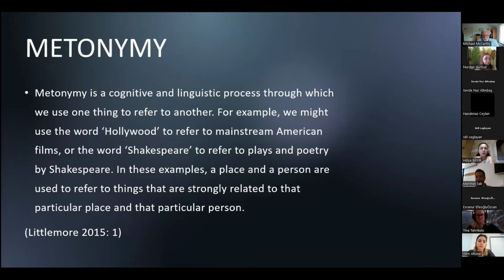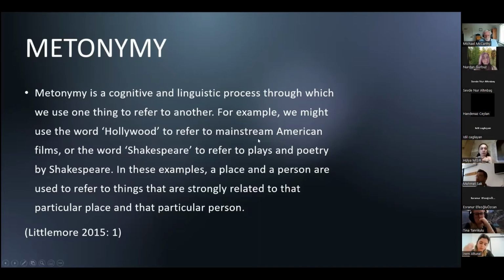The best source of information about metonyms, about metonymy, is Janet Littlemore's book published in 2015. And I've taken this quotation from the first page of Janet's book. Metonymy is a cognitive and linguistic process through which we use one thing to refer to another. Well, we stop there and we say, well, surely that's how metaphor works. We use one thing to refer to another. Yeah, so what's the difference between a metaphor and a metonym?